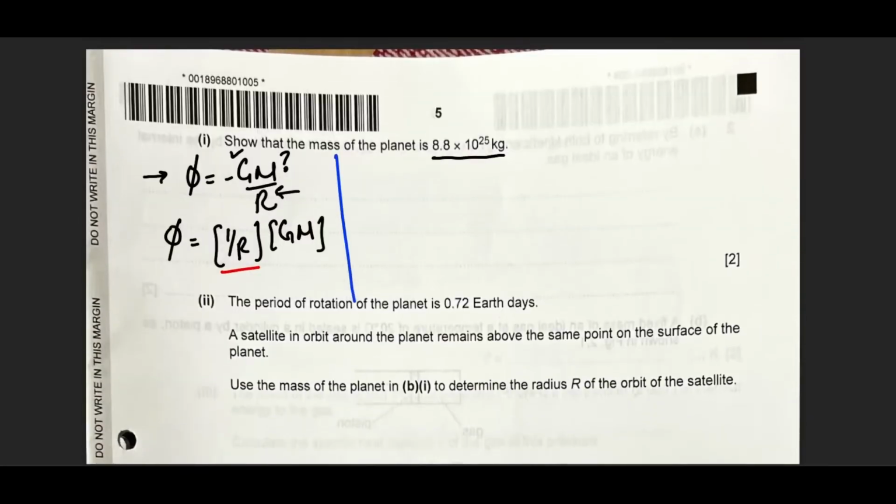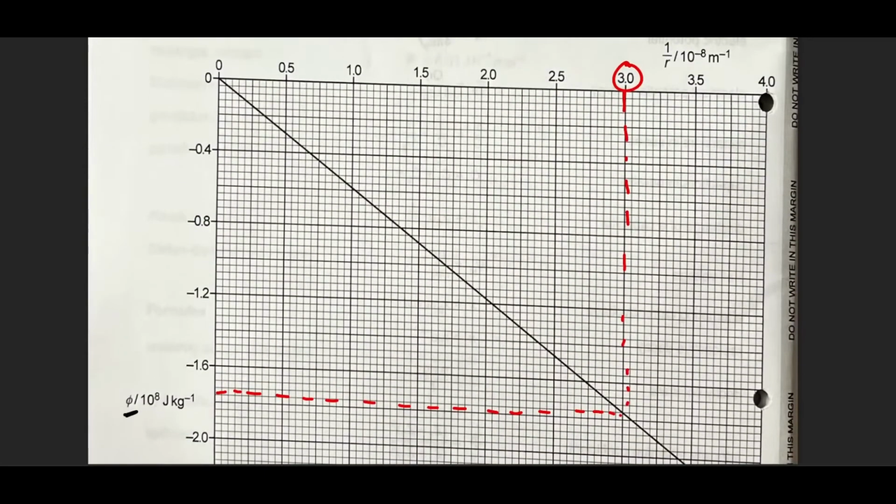Then simply replacing the values, this comes out as 1.76 into 10 raised to the power 8 equals to. Now no need to worry about this negative sign because we can see that the graph value is also negative.